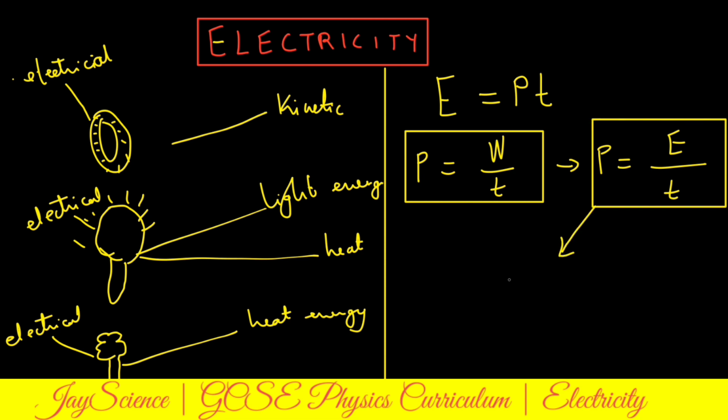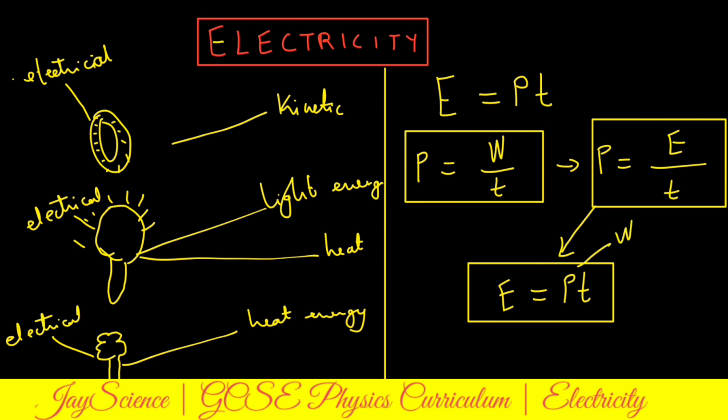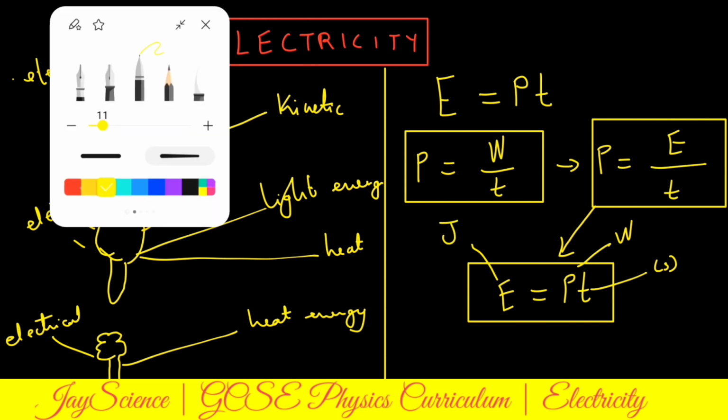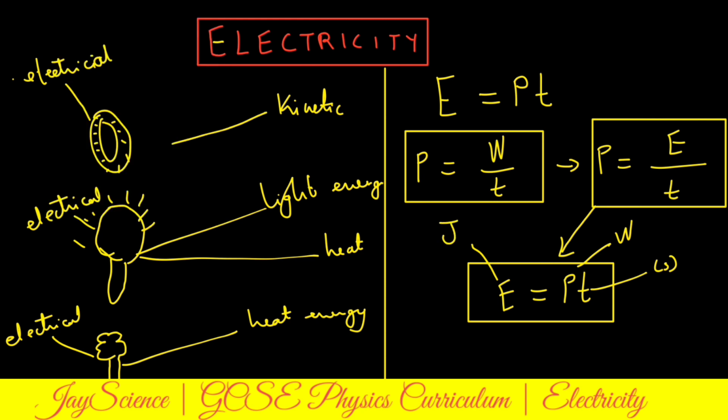So for this one, you can make energy the subject. That becomes energy equals power times time. In this case, power is measured in watts, time is measured in seconds, and energy is measured in joules. On the other side, we have an alternative equation, and that is energy equals charge times voltage. The charge is measured in coulombs, the potential difference is measured in volts, and energy is measured in joules. So those are the two main equations we have to keep in mind.